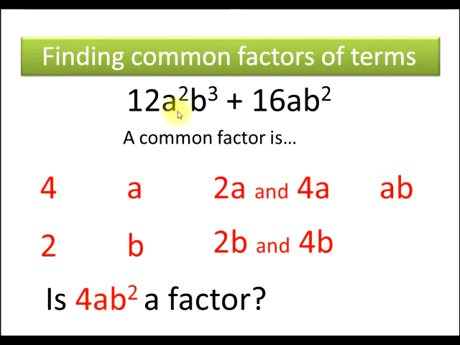And A times A would give me A squared, and A times 1 would give me A, so that works. B squared is a bit more complicated. B squared times B will give me B cubed, because this is just B times B times B, and this is just B times B. So I just need to times it by an extra B to make this, and I don't need to times it by anything apart from 1 to make it B squared. So yes, this is a common factor, and that is the highest one of everything we can take out.